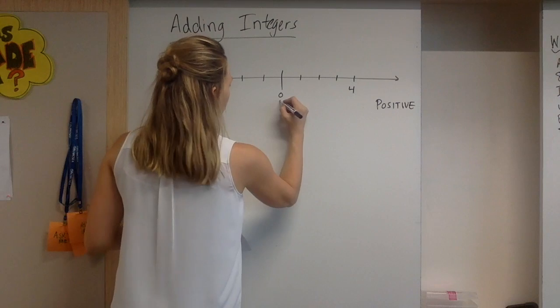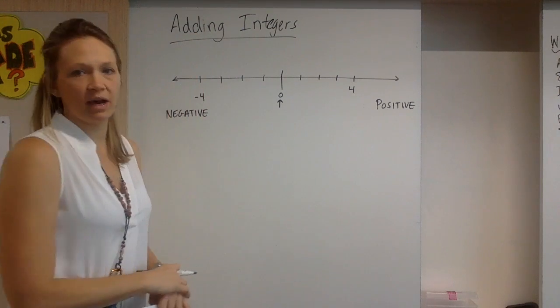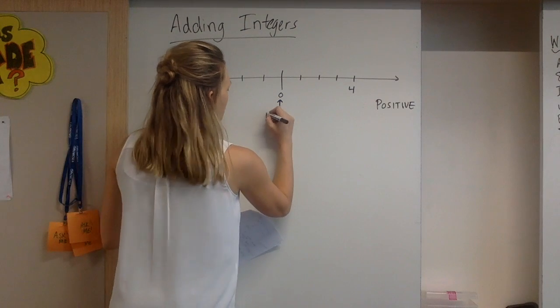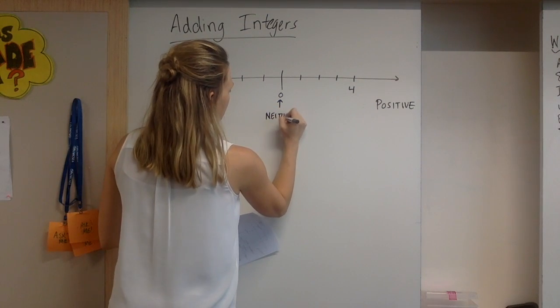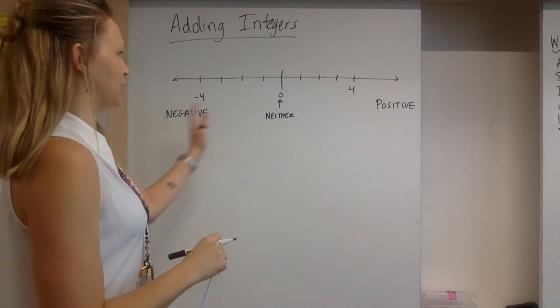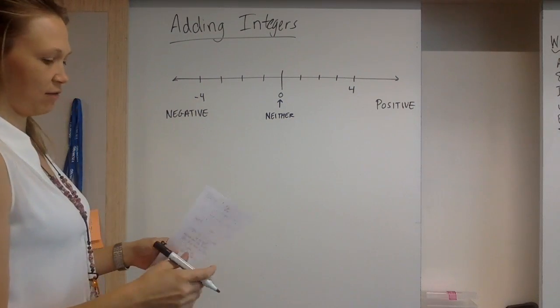How about 0? Is 0 positive or negative? No, it's neither. Okay? 0 is sort of the neutral friend in the middle that doesn't bother getting into conflict with positive or negative.